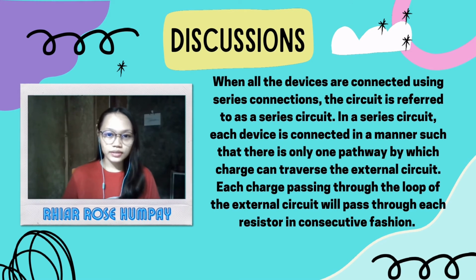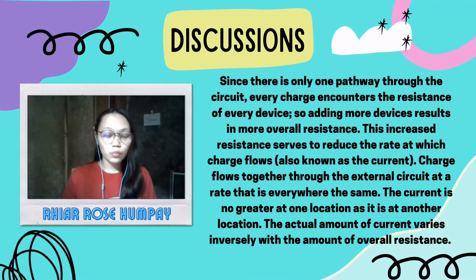When all the devices are connected using series connections, the circuit is referred to as a series circuit. In a series circuit, each device is connected in a manner such that there is only one pathway by which charge can traverse the external circuit. Each charge passing through the loop of the external circuit will pass through each resistor in a consecutive fashion. Since there is only one pathway through the circuit, every charge encounters the resistance of every device, so adding more devices results in more overall resistance.